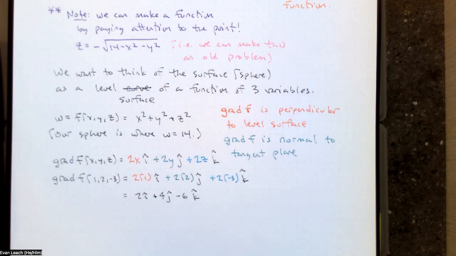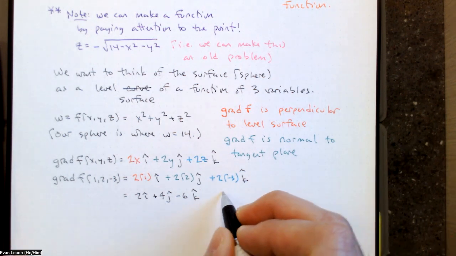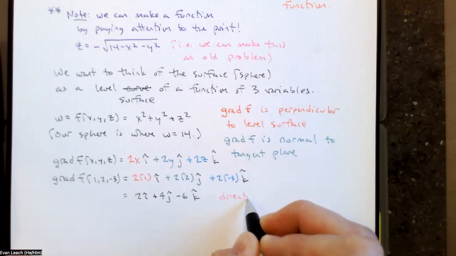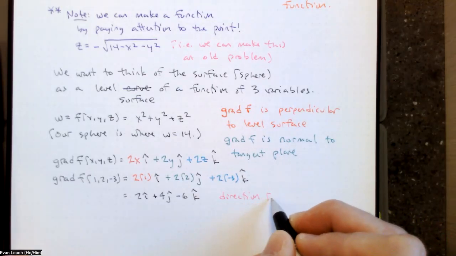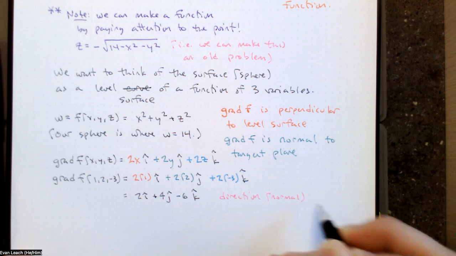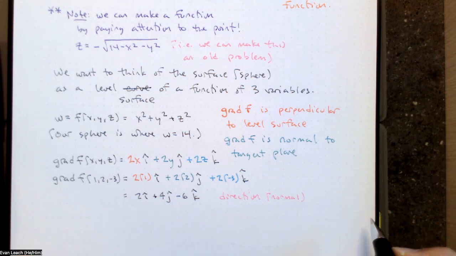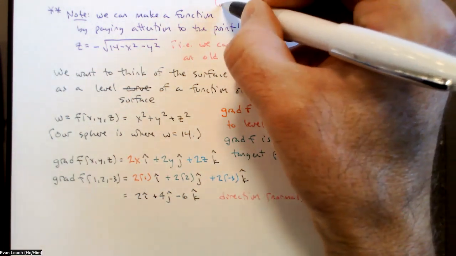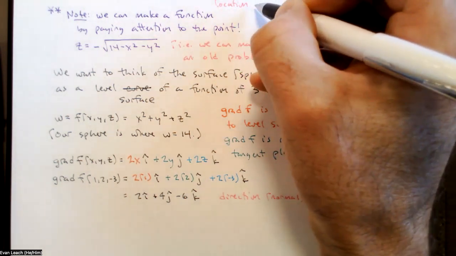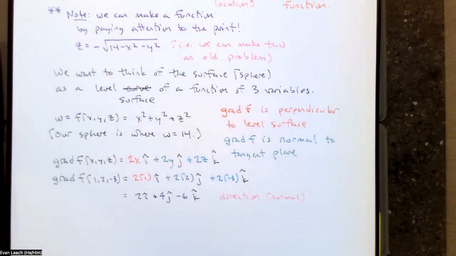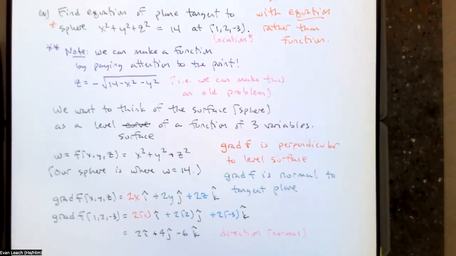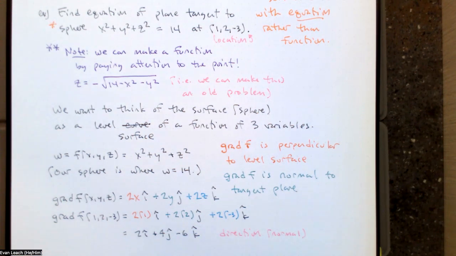So here we're going to be using this gradient as the normal vector. So we've got the point 1, 2, 3, and our direction. Our direction is normal, and our location is the point 1, 2, 3. With a location and a direction, we can write a linear function. That's all a linear function is, a location and a direction.